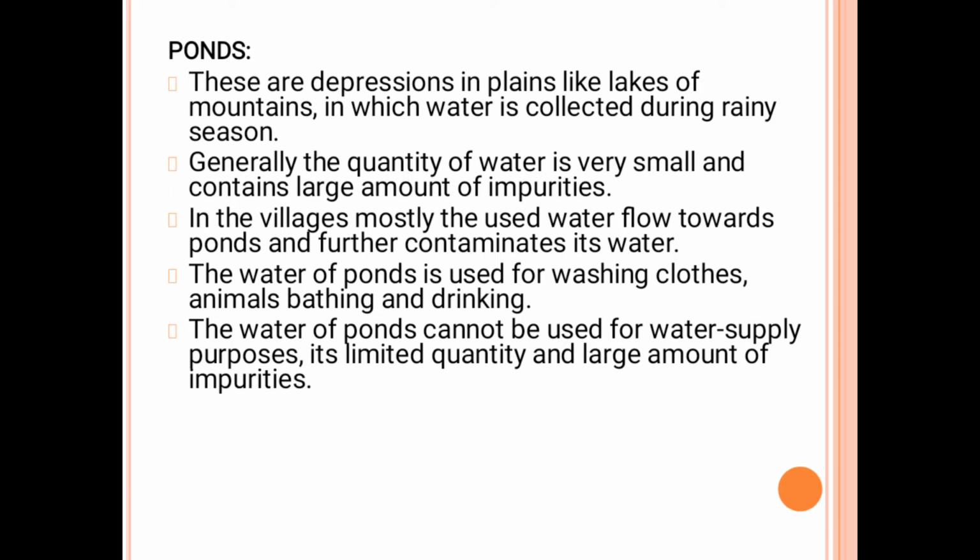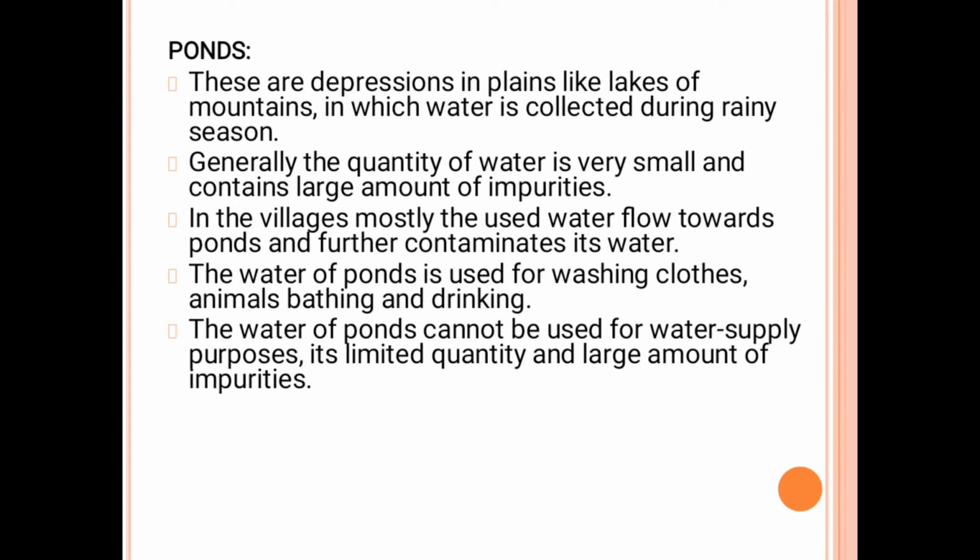First one, surface sources, ponds. These are depressions in plains, like lakes of mountains, in which water is collected during rainy season. Generally, the quantity of water is very small and contains a large amount of impurities. In the villages, mostly the used water flows towards the pond and further contaminates its water. The water of a pond is used for washing clothes, animal bathing and drinking.